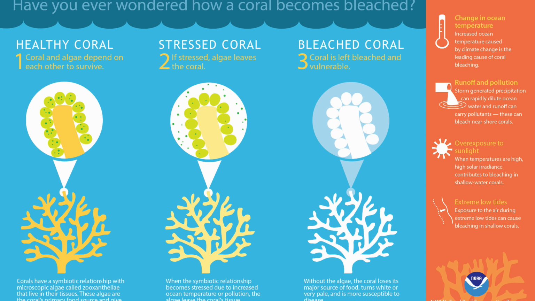Have you ever wondered how a coral becomes bleached? If you take a look at the first one here, the coral and algae depend on each other to survive. At that time they are very healthy, and if there is even a small amount of weather or temperature change, the reef is stressed and the algae leaves the coral. At the third stage, when the coral is left bleached and vulnerable, it just dies.